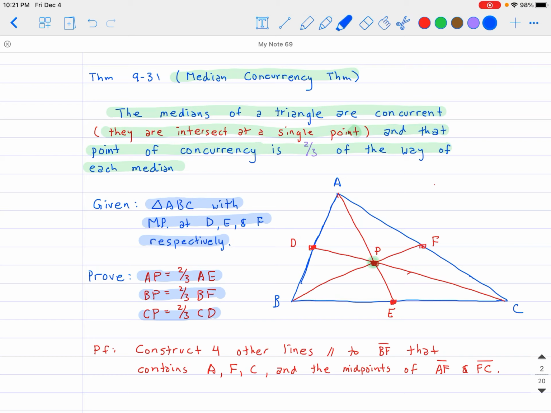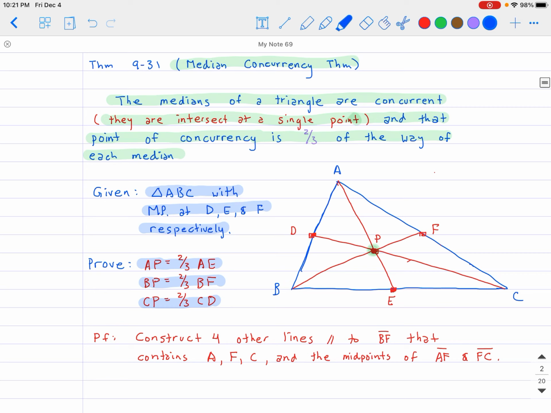Well, fortunately for us, if you prove it once, then it's going to be the same for all the other ones because all you have to do is just rotate the triangle. So here's how we're going to prove this one, okay? We're going to start by constructing 4 other lines that are going to be parallel to BF. That contains A, F, and C, and the midpoints of AF and FC. So you can see the segment over here, which is going to be AC.